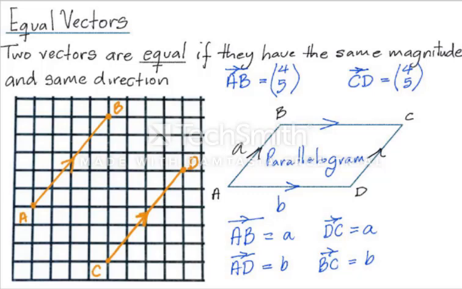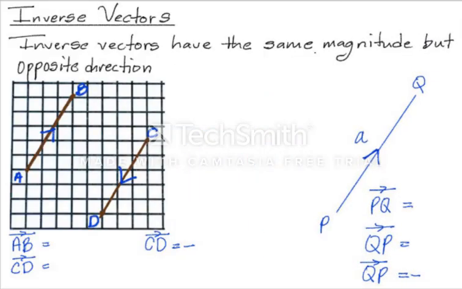So vectors on opposite sides of a parallelogram with the arrows going in the same direction are equal vectors. Why? Because they have the same magnitude and the same direction. Why the same magnitude? Because opposite sides of a parallelogram are equal in length, and the same direction because opposite sides of a parallelogram are parallel. All right, inverse vectors. Inverse vectors have the same magnitude but opposite direction.